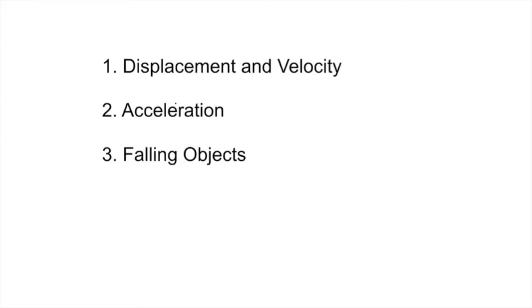When we're looking at motion in one dimension, there are three main components: displacement and velocity, acceleration, and falling objects. We're going to look at all three of these today, but first let's take a closer look at displacement and velocity. When we're studying displacement, the first thing to do is choose a frame of reference.